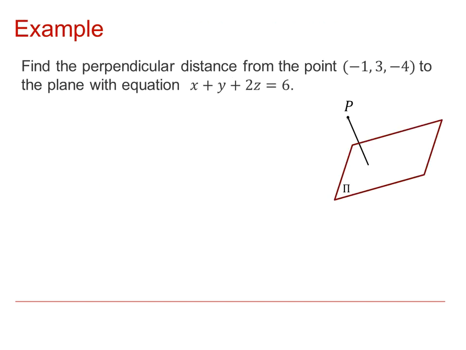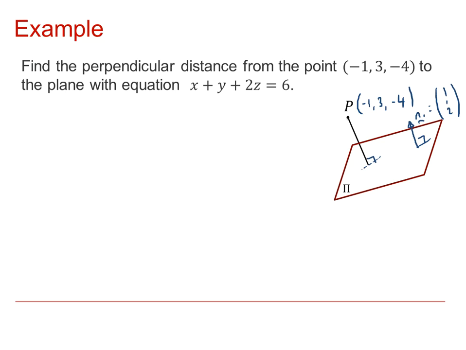So we're going to work through this example, where we've got the point -1, 3, -4, and the plane equation x plus y plus 2z equals 6. That immediately tells us that the normal to this plane is the vector 1, 1, 2. And so that's the direction of the line that we want to have through P to meet the plane.